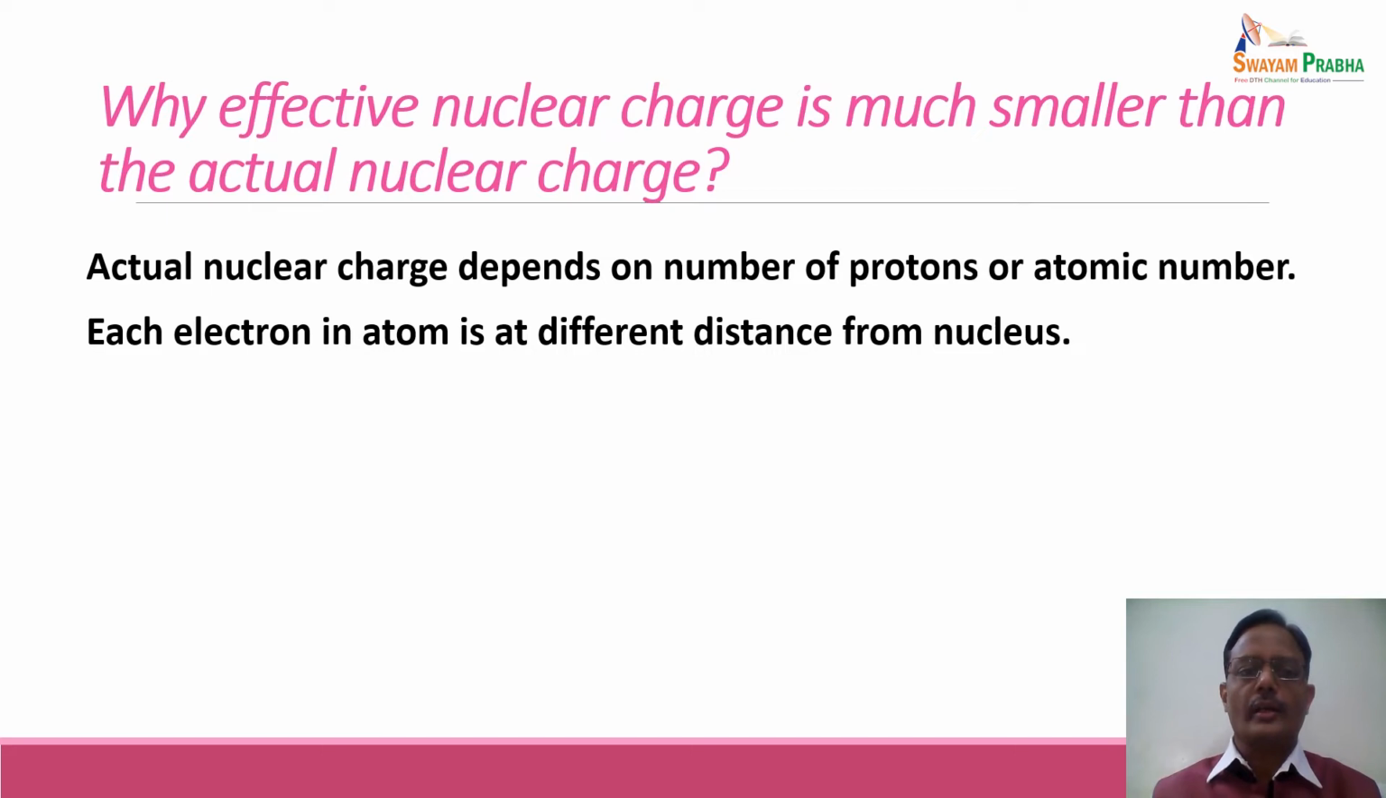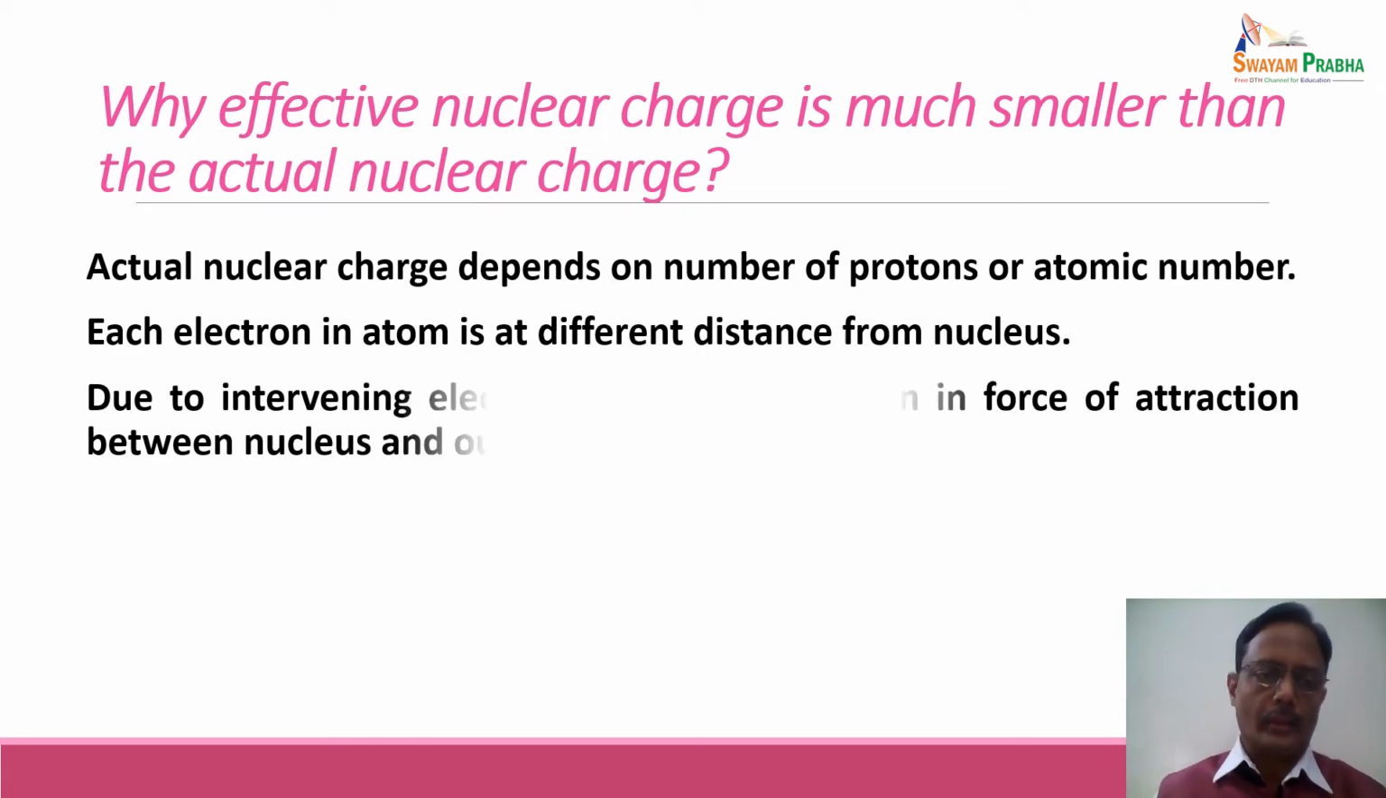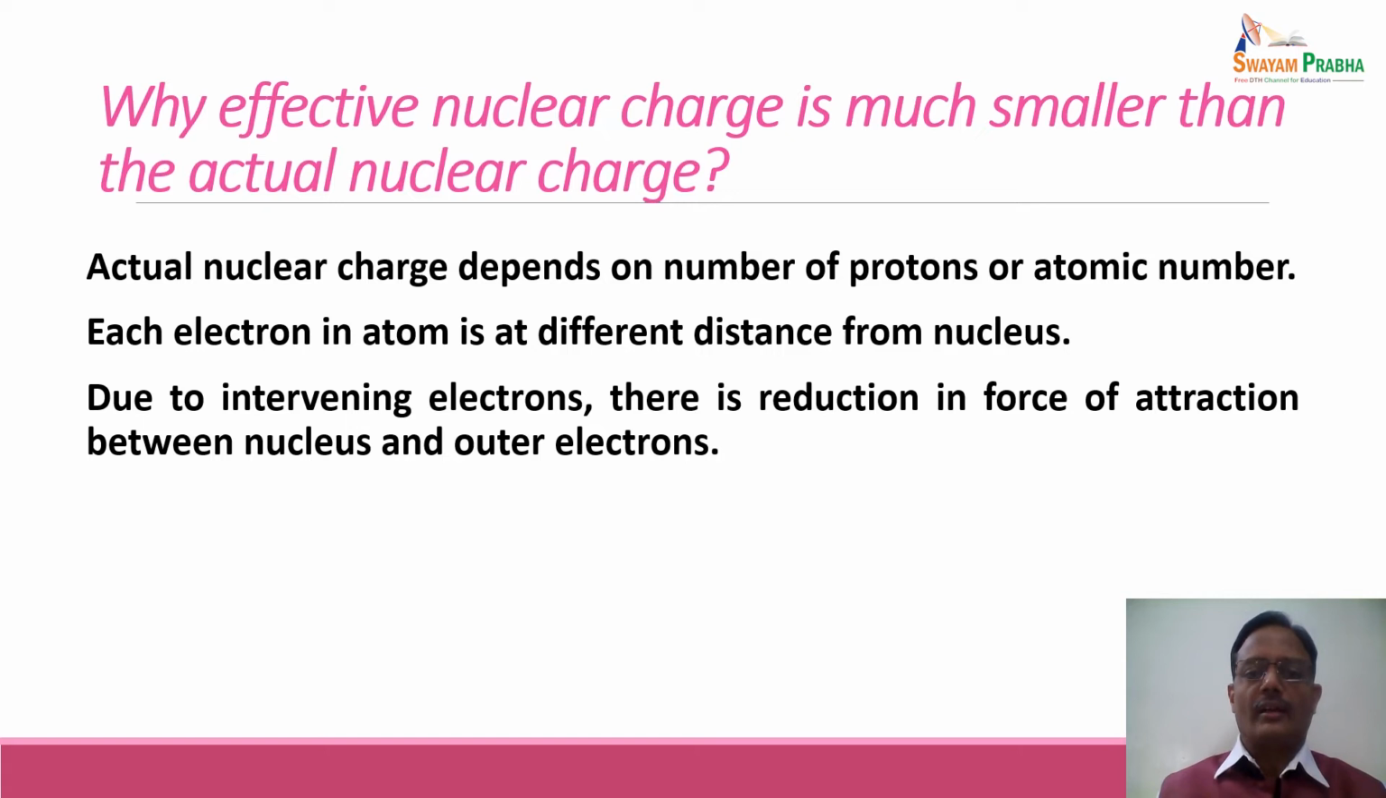Now, each electron in an atom is at a different distance from the nucleus. So the first shell electron is closer to the nucleus, the second shell electron is away from it, the third shell electron is further away, and so on. Due to intervening electrons, there is a reduction in the force of attraction between the nucleus and the outer electrons. There are two aspects to this. We know that the force of attraction between two charges is inversely proportional to the distance between them. So as the distance increases, the force of attraction decreases.